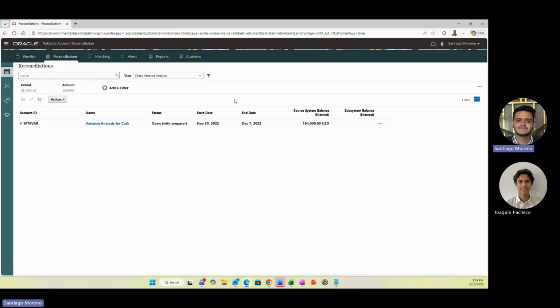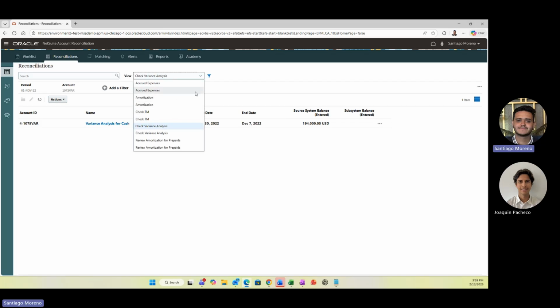So we have covered two different types of reconciliations. We have covered the account analysis and we have covered the variance analysis, but there's going to be a third one. And the third one is going to be the one that you're going to use when you have two different data sources to compare.